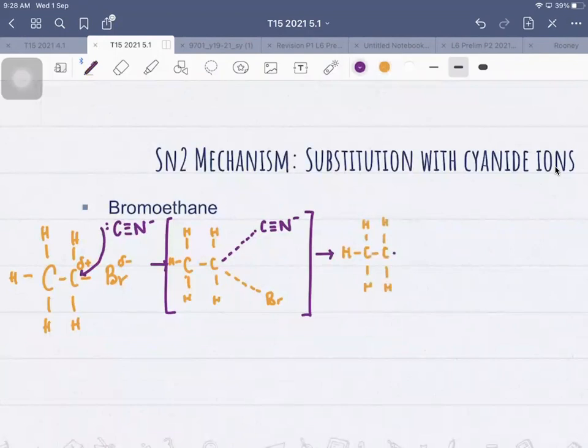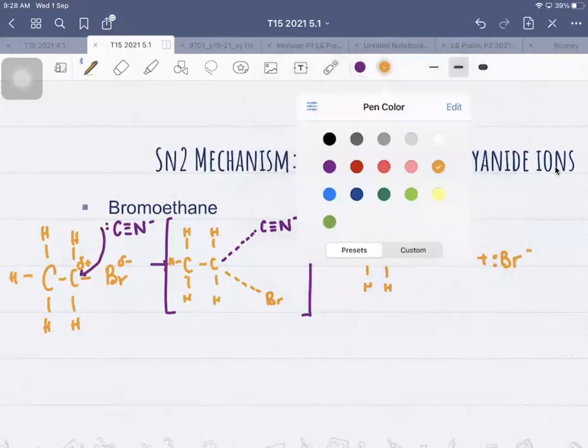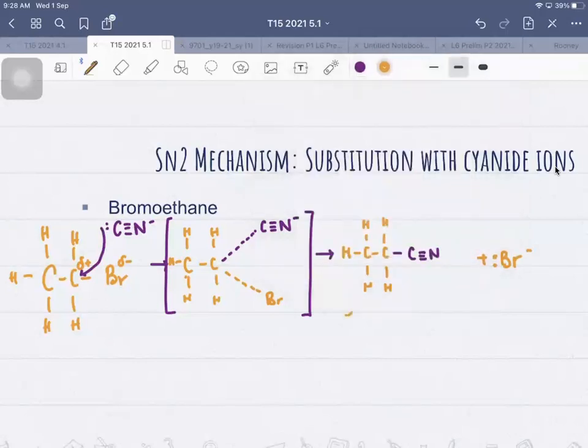So the new bond is between carbon and carbon. Again, you get a nitrile, and the other product is your bromide ion with the lone pair. So this is called propanenitrile.